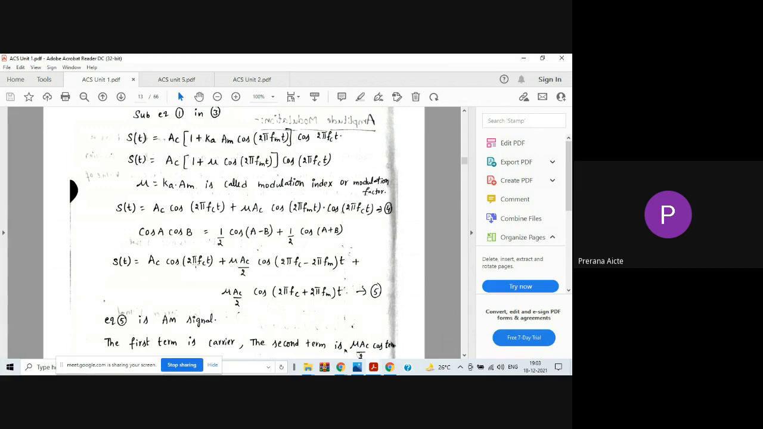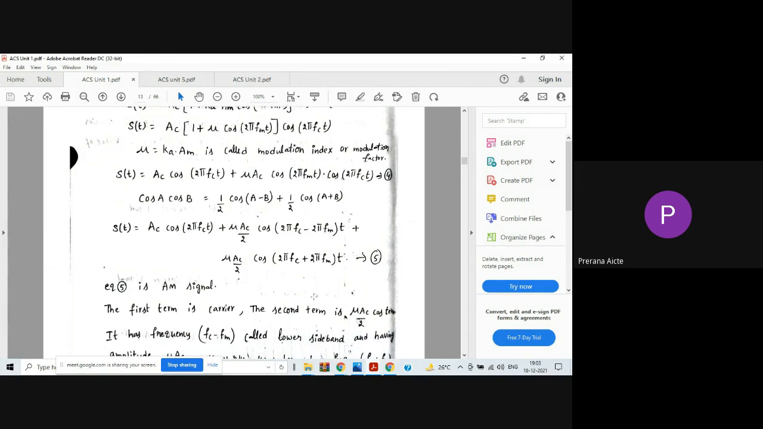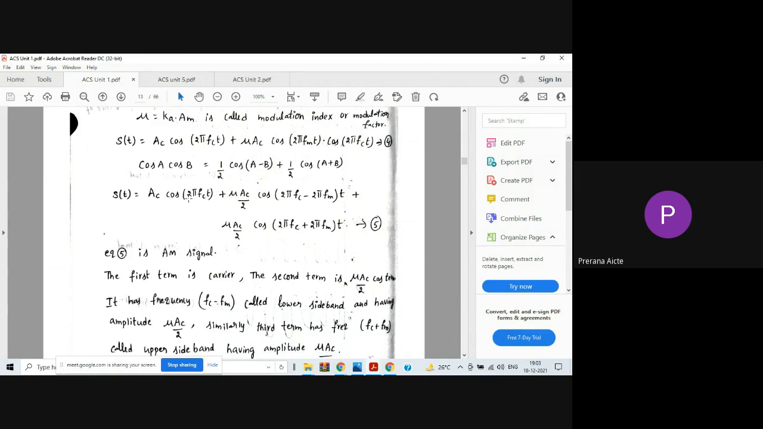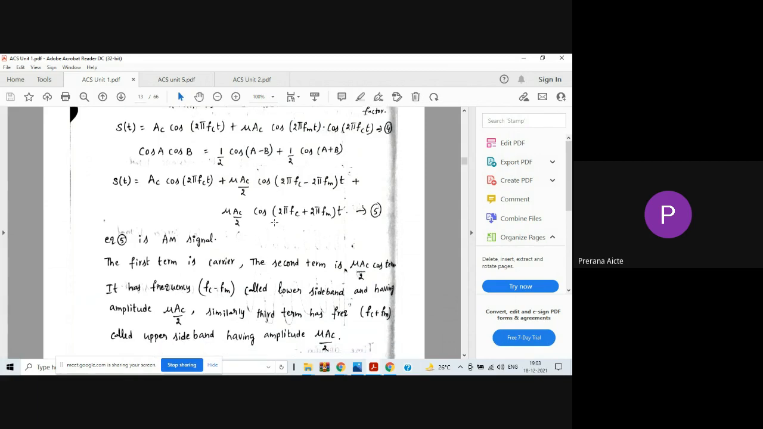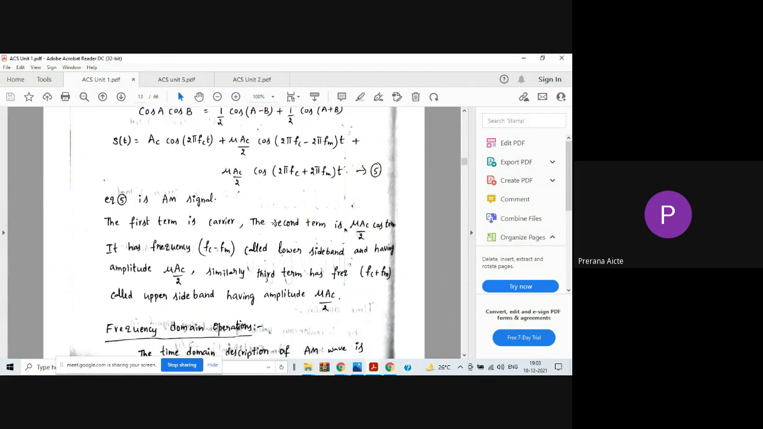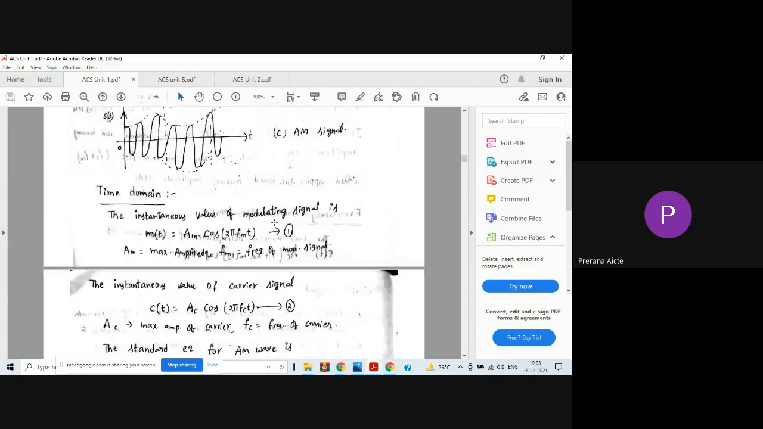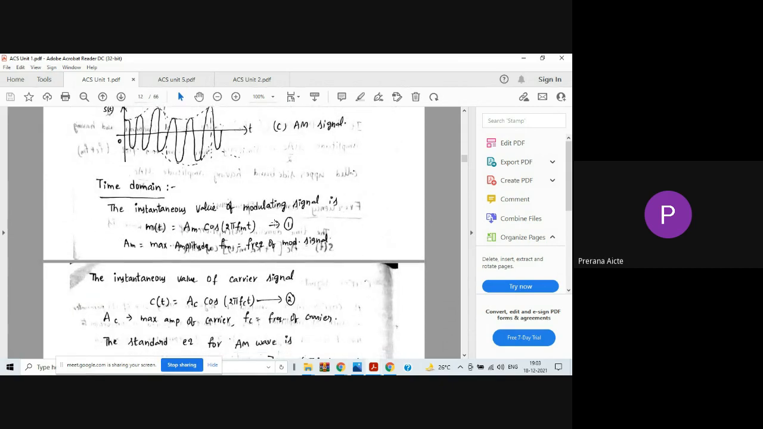Ac cos(2π fc t) + (mu Ac / 2) [cos(2π (fc − fm) t) + cos(2π (fc + fm) t)], where equation 5 represents the finalized AM signal. Here the first term represents the carrier signal, and the second and third terms represent the upper sideband and lower sideband. And this is nothing but the time domain representation of the amplitude modulated signal.